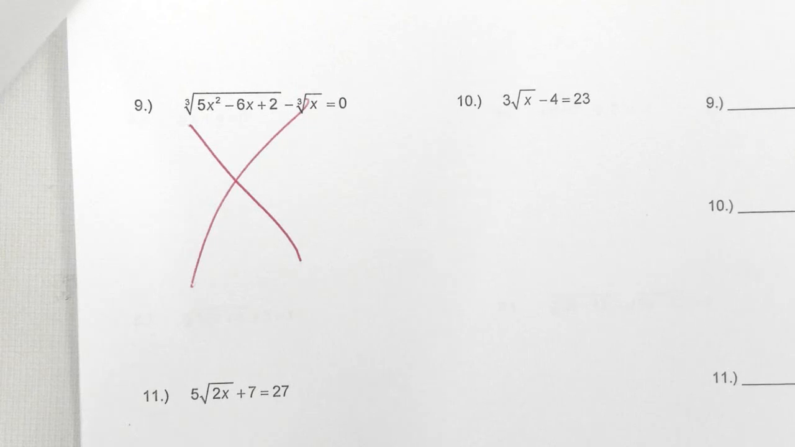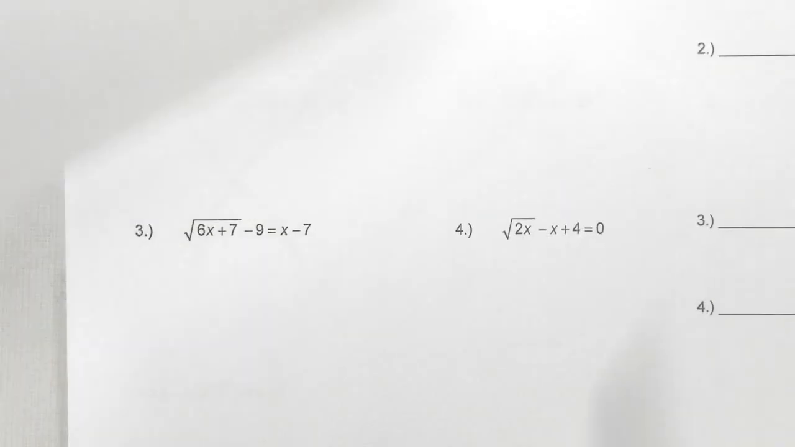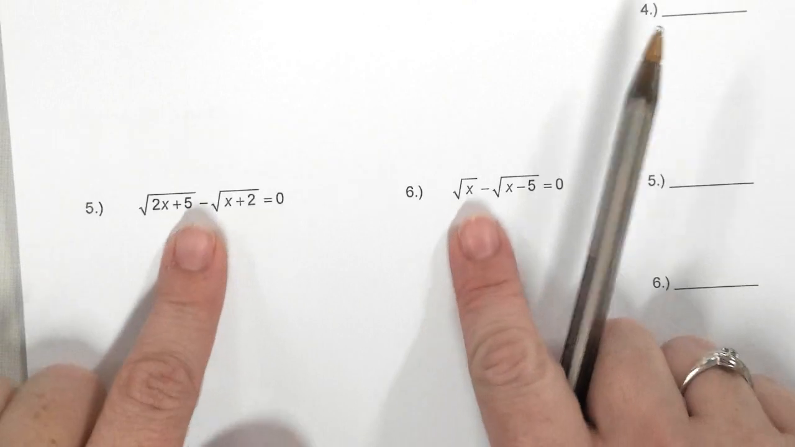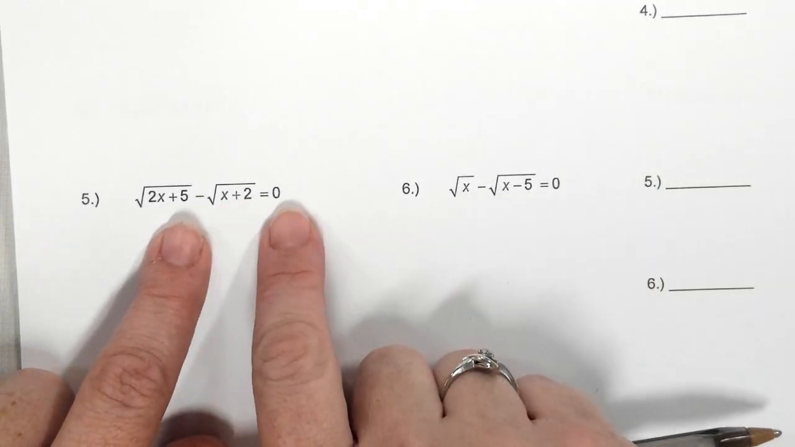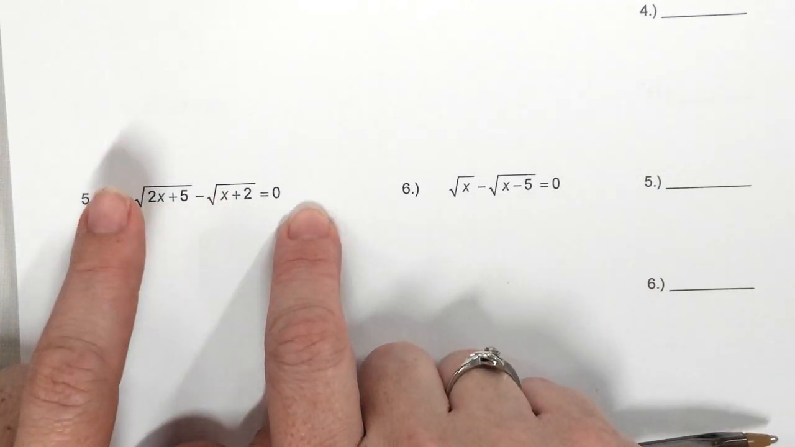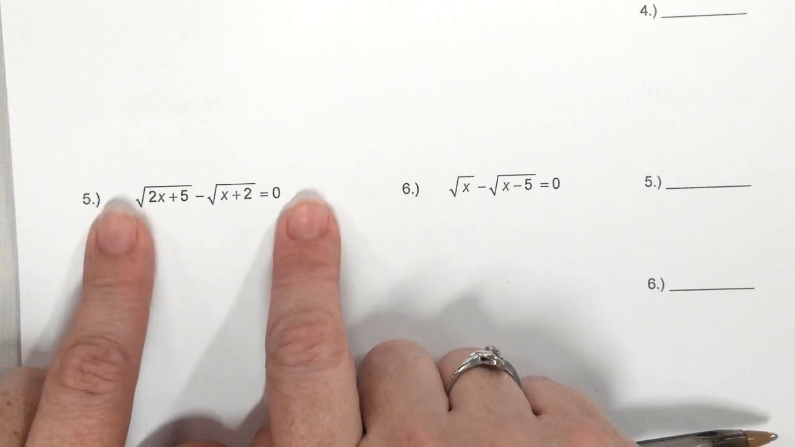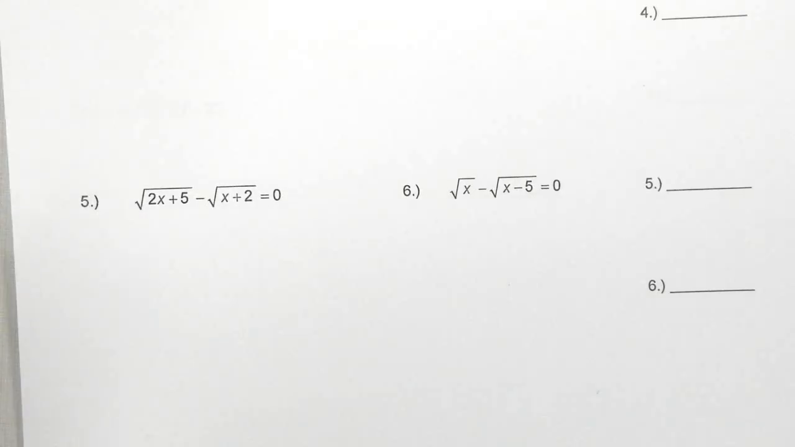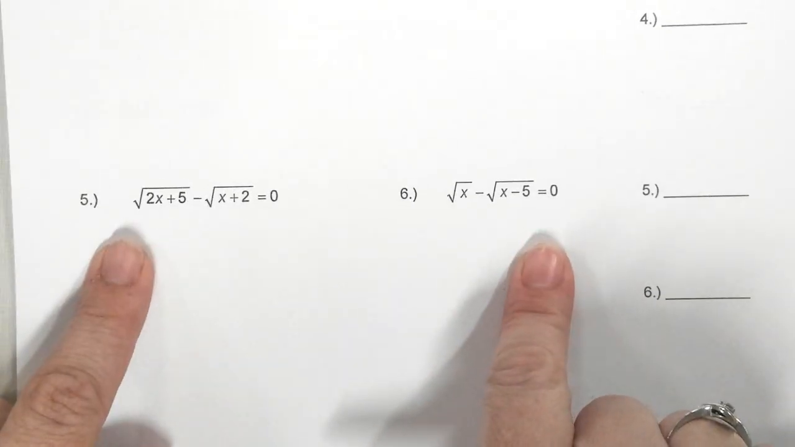The back is actually pretty simple, so don't let the back stress you out. That's actually the easier ones. Number 5 and 6, don't let those stress you out either. Y'all, you have 0 on the other side. So if you move this over, don't you just have a radical equals a radical or a square root equals a square root? So when you square both sides, doesn't it just cancel both square roots? Yeah, and then it's just simple. You just solve the inside. So don't overthink these, yes?